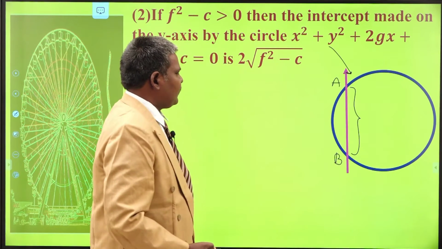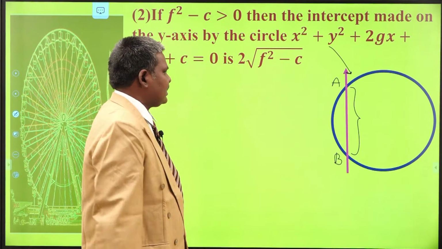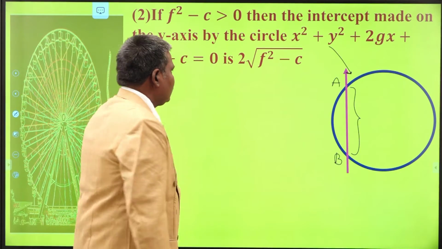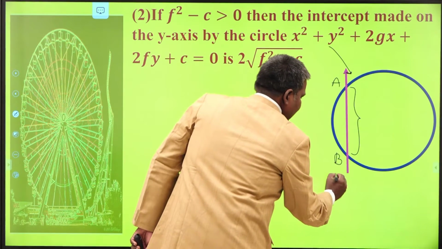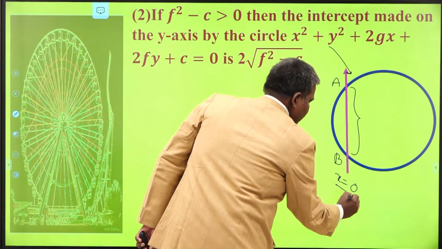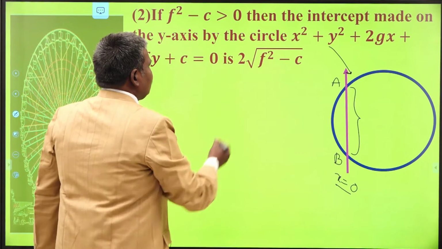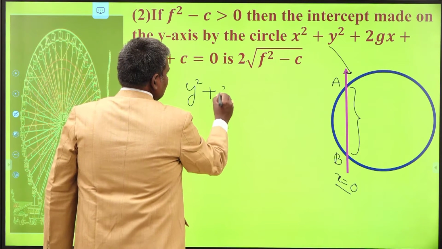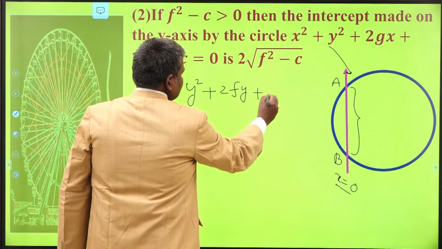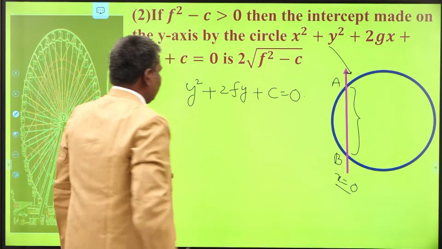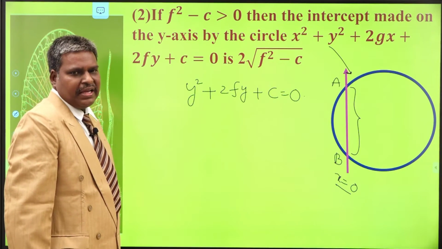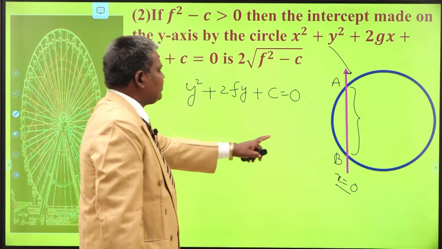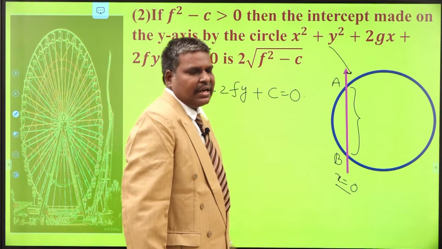Without finding their points of intersection, we can find the length of the y-intercept made by my circle S equals 0. How to do this? What is the equation of the y-axis? x equals 0. We know that. Put x equal to 0 in your equation. What happened? y square plus 2fy plus c equals 0. This is a quadratic equation in y. How many roots does it have? 2 roots. Clearly these roots are real and distinct because your points of intersection are real and distinct.